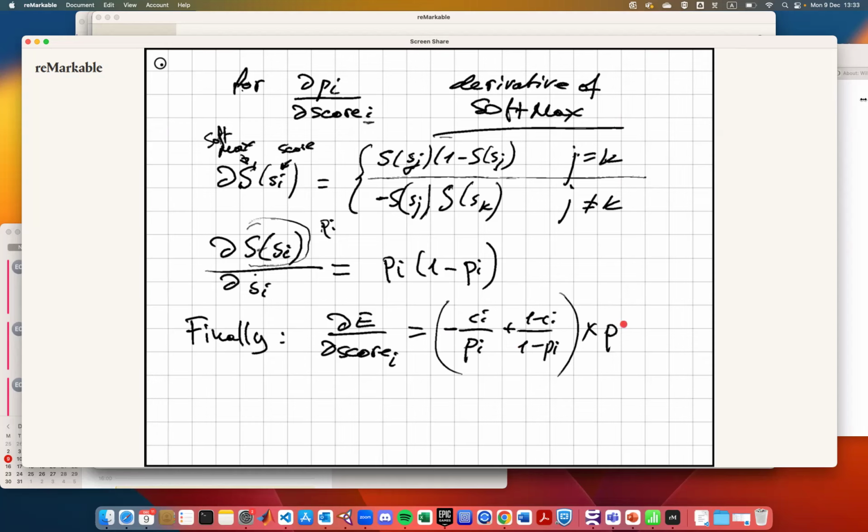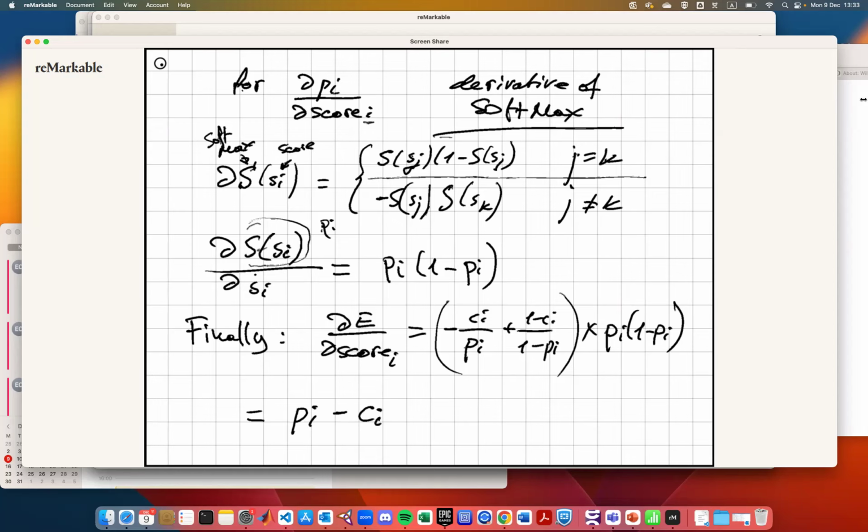PI times 1 minus PI. So after some simplification, that's already a simple equation. So the final result becomes PI minus CI.